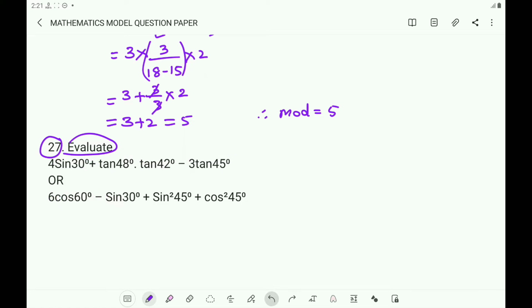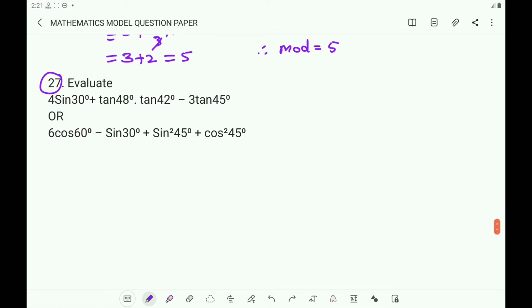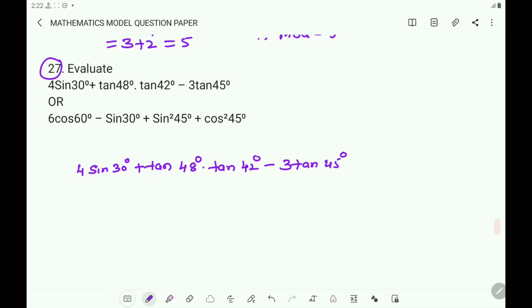First one is 4 sin 30 degree plus tan 48 degree into tan 42 degree minus 3 tan 45 degree.